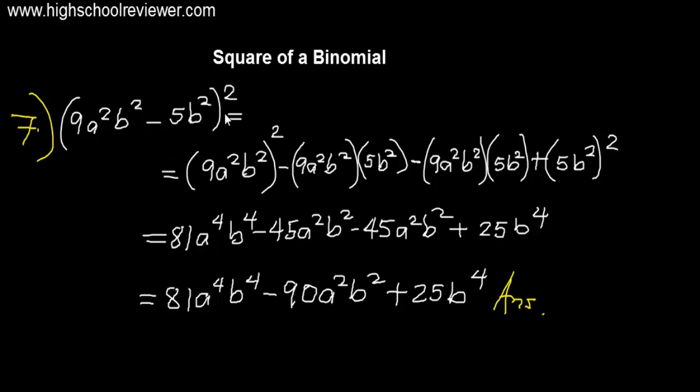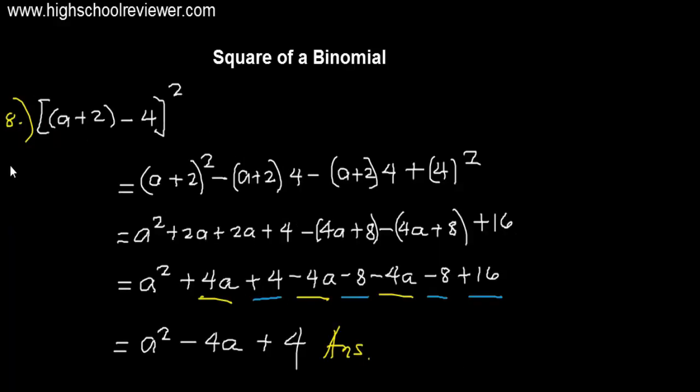And number 7, the quantity of 9a squared b squared minus 5b squared, raised to the power of 2. Our first term, 9a squared b squared, second term, 5b squared. The same process. Our final answer, 81a raised to the 4th b to the 4th minus 90a squared b squared plus 25b raised to the 4th.